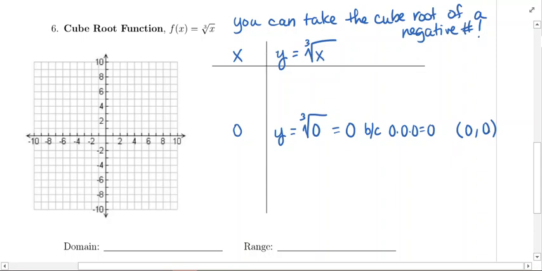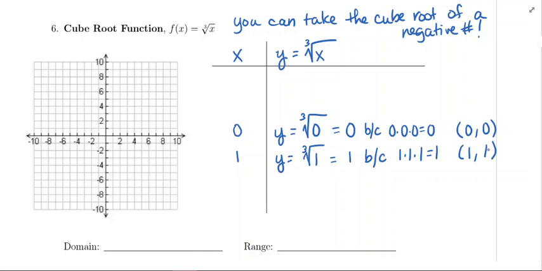All right, what else do we know the cubed root of? Well, 1. So if x is 1, the y value is going to be the cubed root of 1. The cubed root of 1 is 1, because if you take 1 and multiply it by itself 3 times, you get 1. So the cube root of 1 is 1. So this graph is going to go through (1, 1).